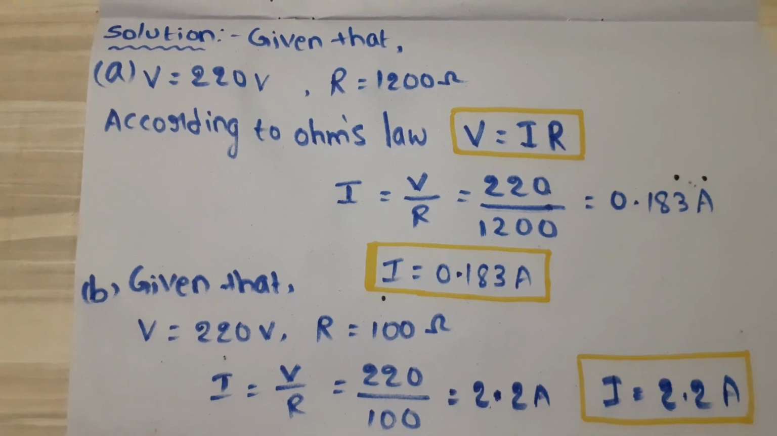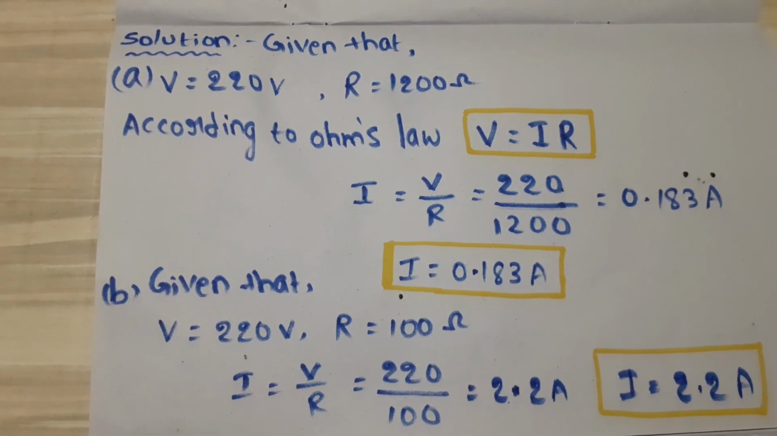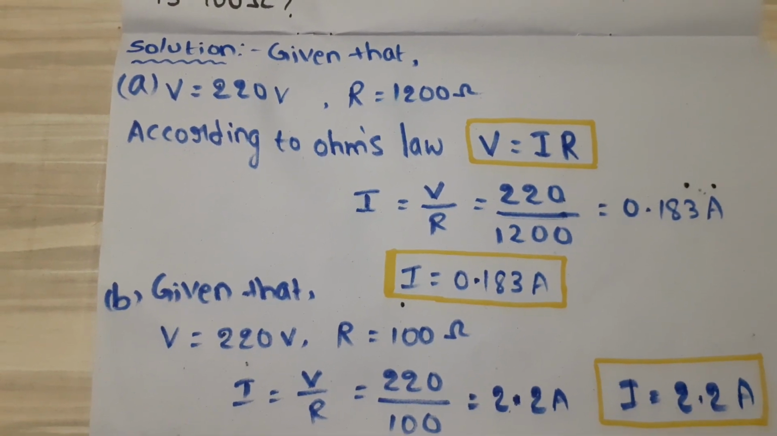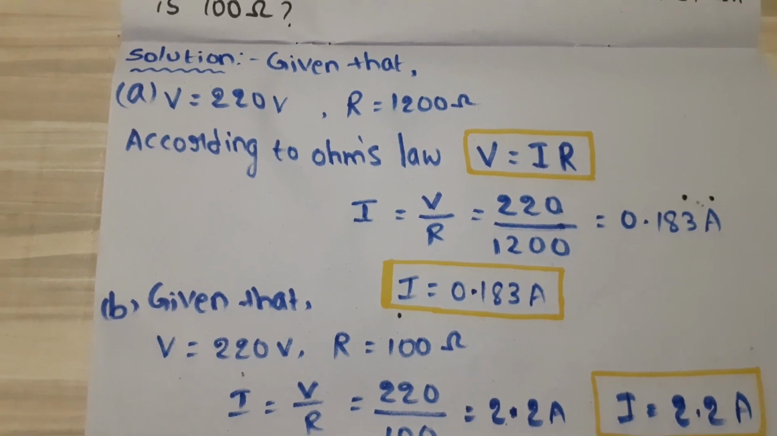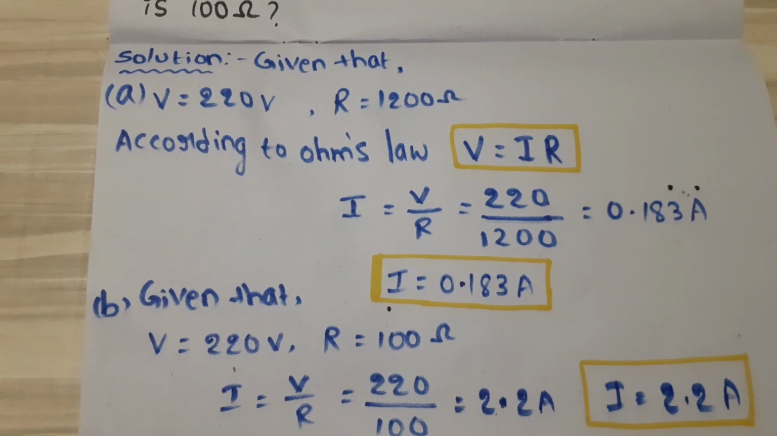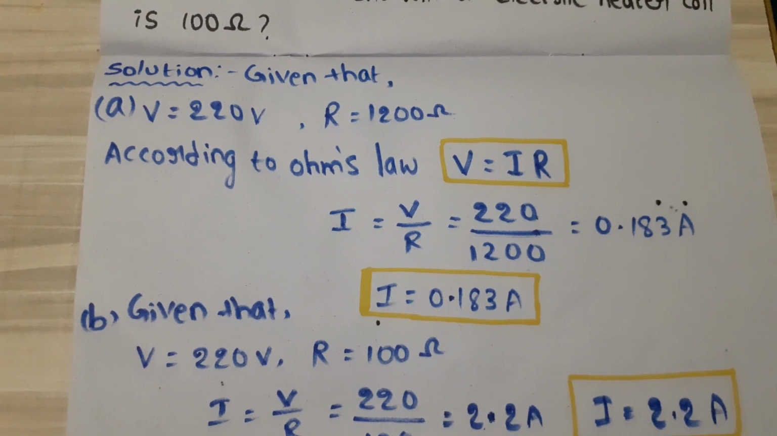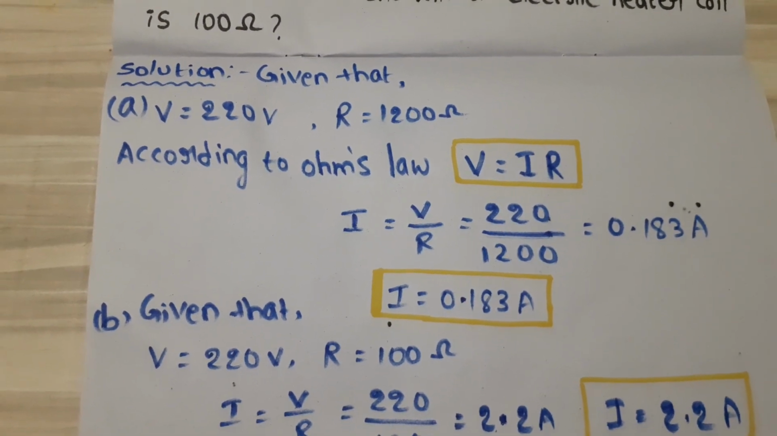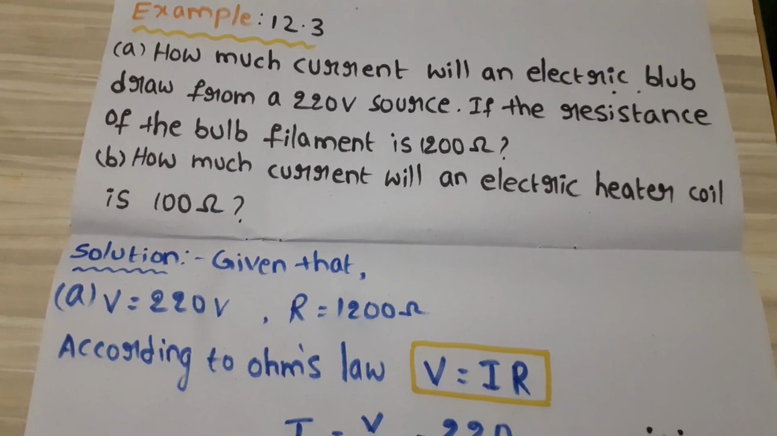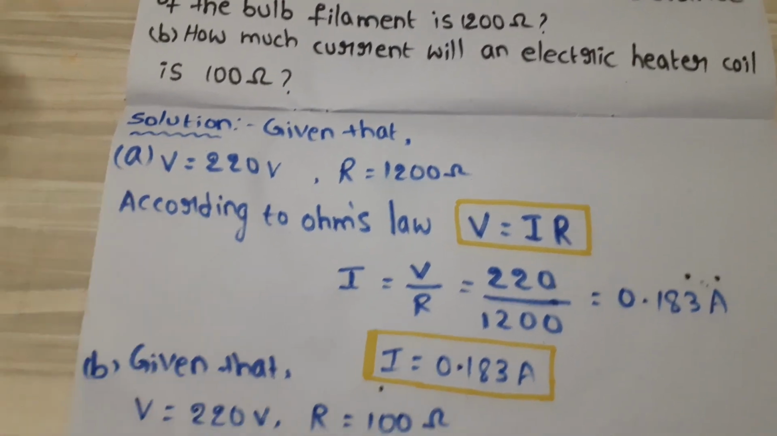Given that potential difference equal to 220 volts, resistance R equal to 1200 ohms. According to Ohm's law, V equal to IR. We have to find I, V by R, 220 by 1200. So I equal to 0.183 ampere. This is the current of the electric bulb.